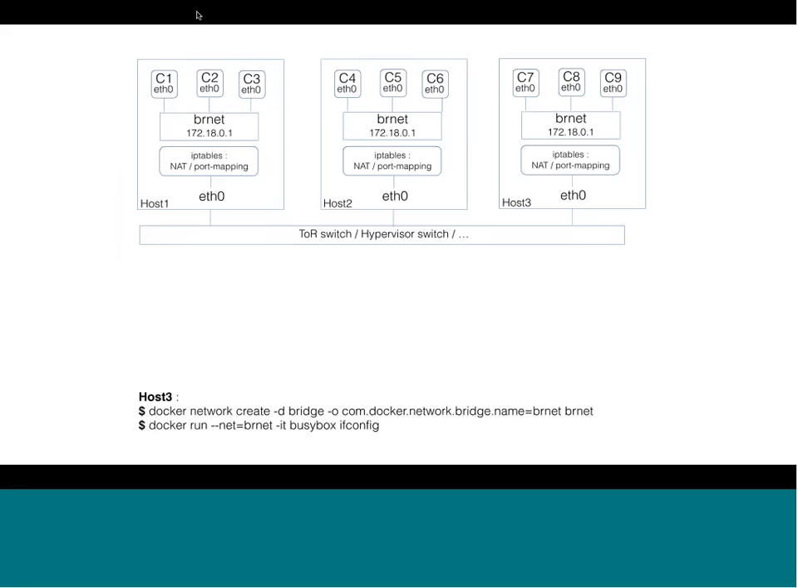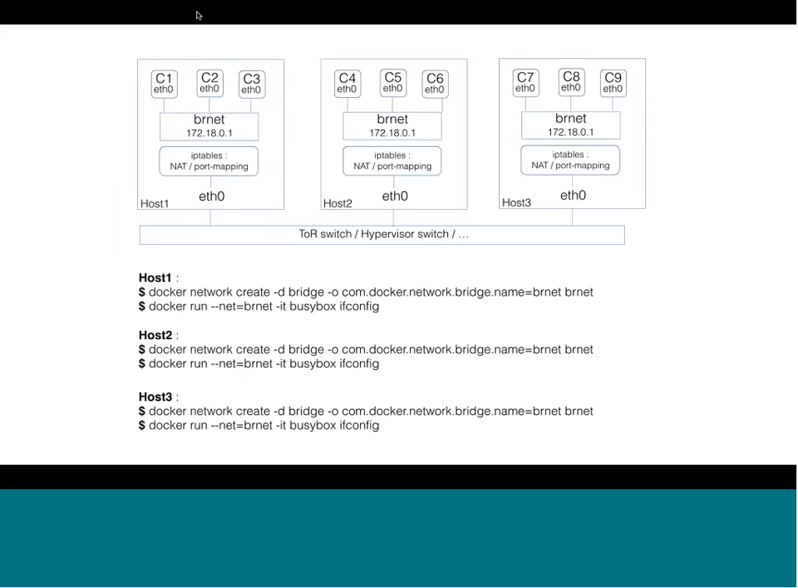We then introduced a concept called user-defined bridge. It's very similar to what Docker 0 is, but now we can create isolated bridges using the docker network create command, and then you can run containers on a specific bridge network, like docker run --net with brnet, the same name, and the containers that are attached to the same user-defined network like brnet can talk to each other. If you create like five different networks and attach different containers to different networks, containers attached to a given network can talk to each other, and they are isolated from containers attached to other networks.